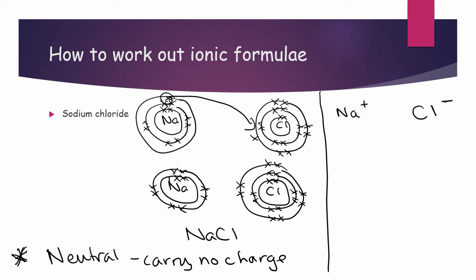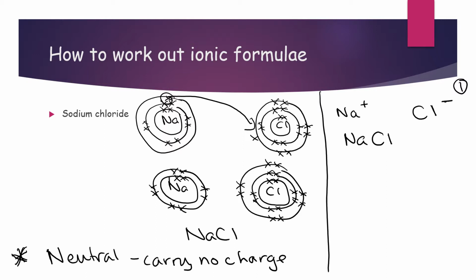So this one's a nice easy one. So you've got 1 plus and 1 negative. Add 1 plus to 1 negative, it comes out to 0. Common multiple, by the way, of 1 and 1 is 1. So how many 1 pluses do we need? We need 1. How many 1 negatives do we need? We need 1. So the formula becomes NaCl.